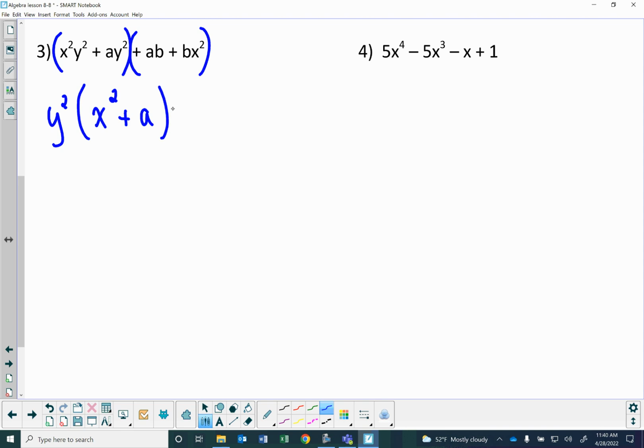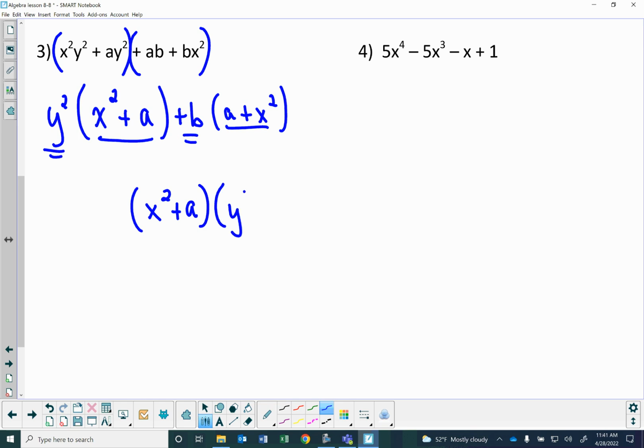And then the second binomial, ab plus bx squared, it looks like I could take out a b. If I divide out a b, ab divided by b is just a, and bx squared divided by b is just x squared. And you might say, well, we didn't get a common factor, but we did, because x squared plus a and a plus x squared are the same thing, just written in reverse order. Okay, so my common term is x squared plus a. And what is left over? y squared plus b. And there we have it.